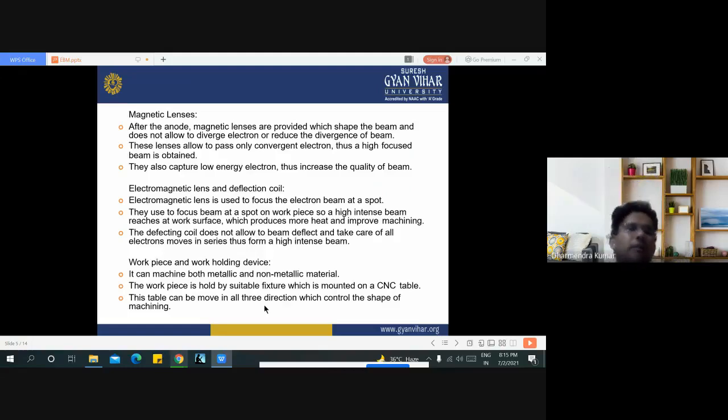Now the last one is the workpiece and the work holding devices, which are kept under the vacuum chamber. It can machine both metallic and non-metallic materials. The workpiece is held by a suitable fixture which is mounted on a CNC table. This table can be moved in all three directions, which controls the shape of machining.